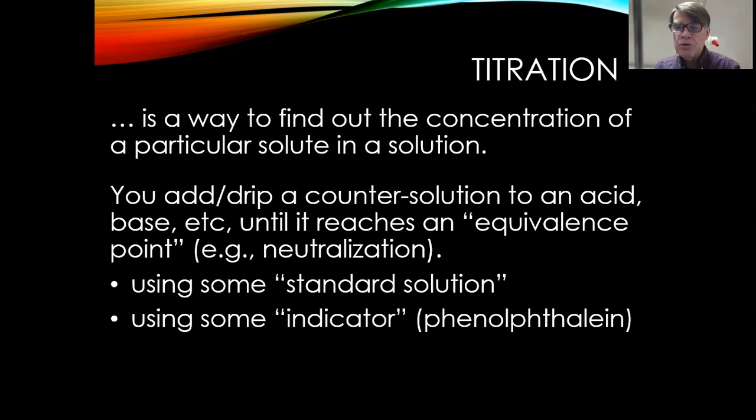So you're going to also use some sort of an indicator. There are different kinds of indicators. Phenolphthalein is a common indicator. When something is acidic, it's clear. If something is basic, it turns pink. And so you can tell when something is neutralized by the equivalence point where the solution starts to go from being acidic, clear, to being pink, basic.